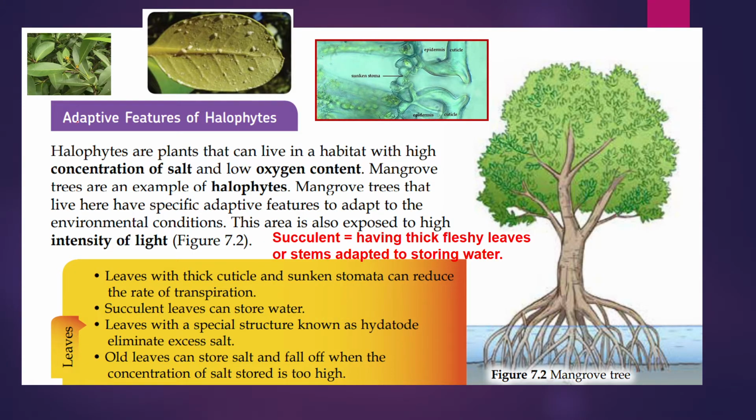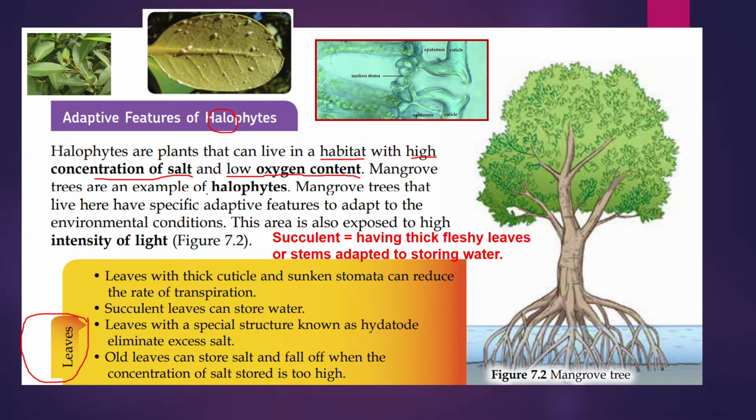Okay, now these are the adaptive features of the halophytes, which we will first look at the leaves. Organ daun dulu kita lihat. Remember halophytes, mereka adalah tumbuhan yang tinggal di habitat with high concentration of salt. Remember halo? Halo is related to salt. Dan juga another challenge is that the oxygen content of the soil is very low.